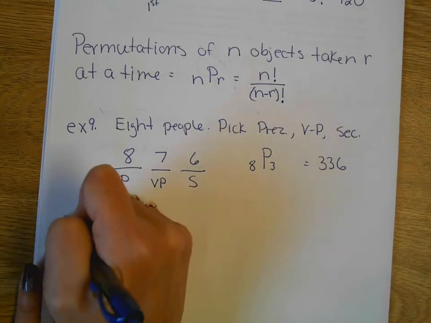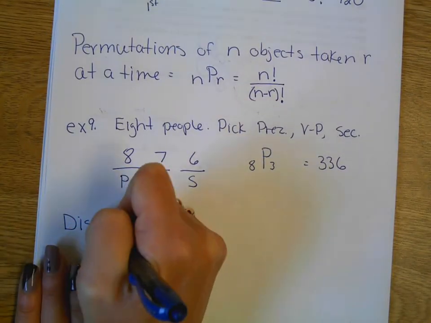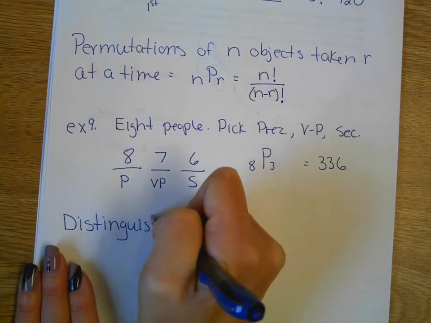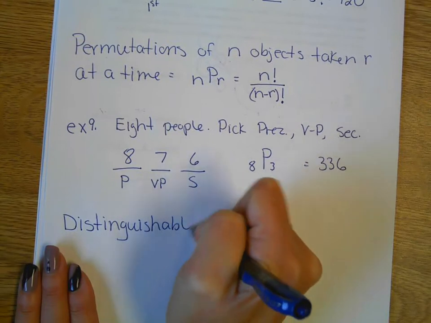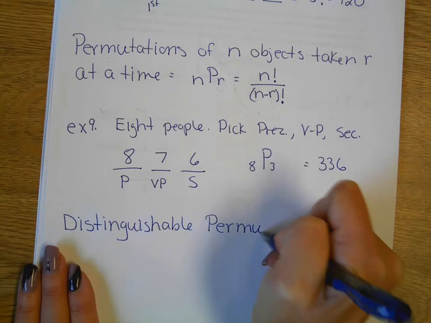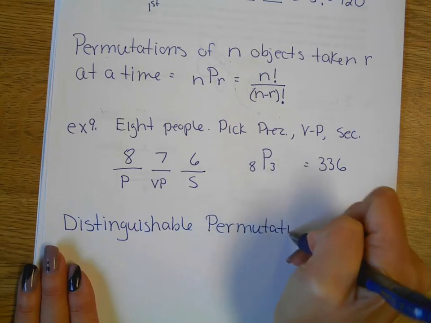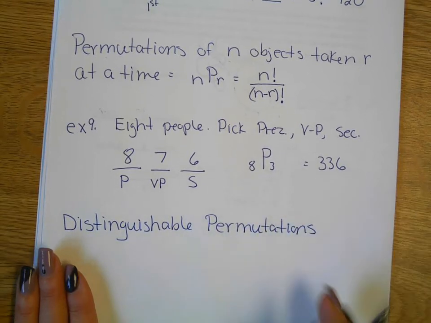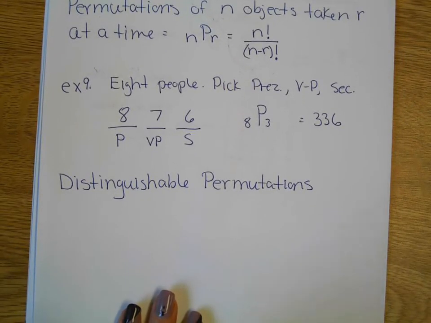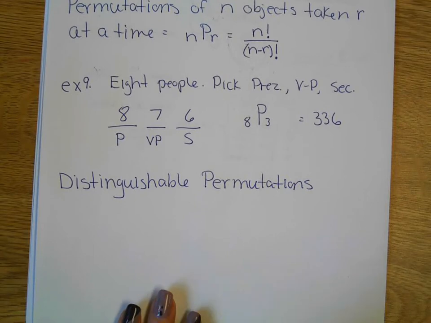Okay, last idea is distinguishable permutations. Okay, what does distinguishable mean? Difference. There's a difference between, you can distinguish between them.